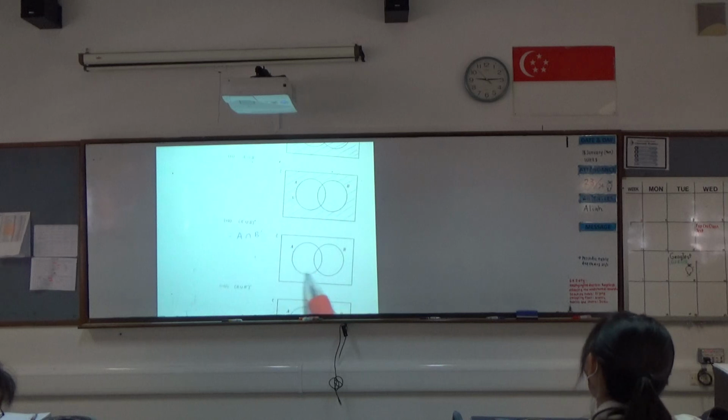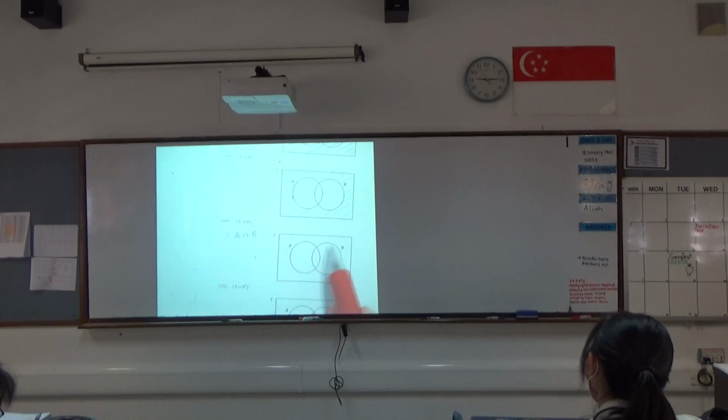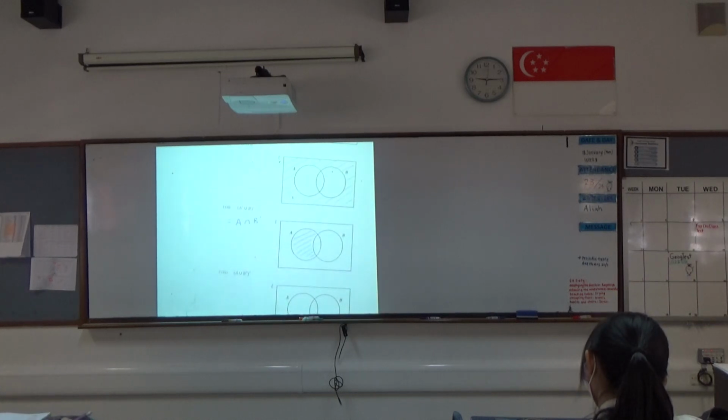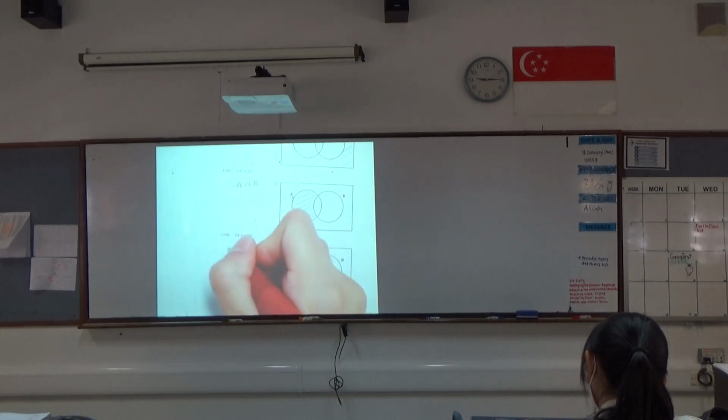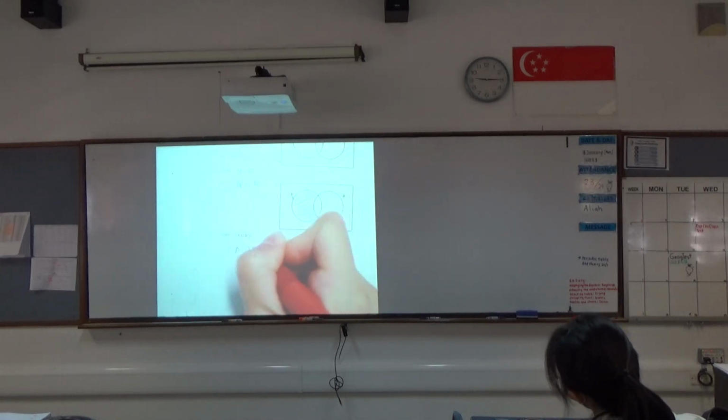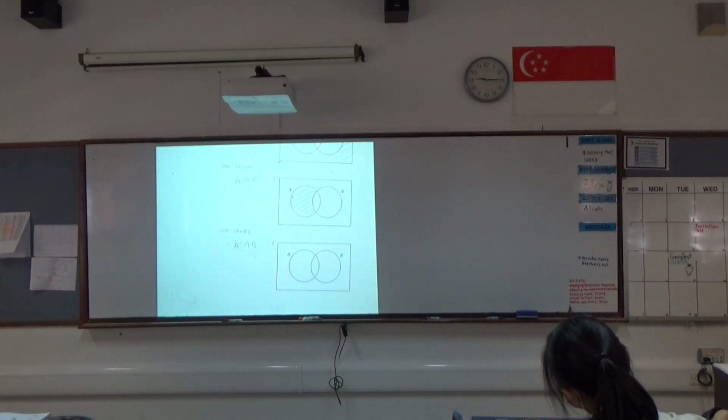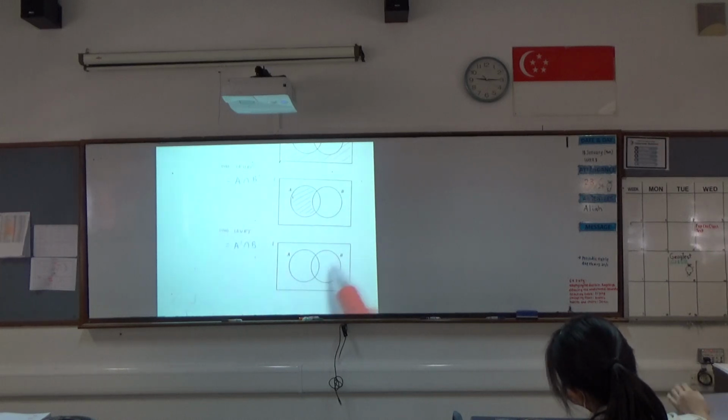So A itself is this entire circle intersecting with the outside of B. That will mean that this is the conclusion, which is the same as our answer in part 2. And then finally, simplifying this notation will give us A prime intersect B. So A prime is the one outside of A, intersecting with B itself will tell us that this is the answer.